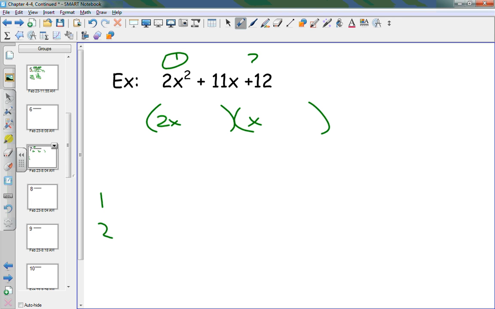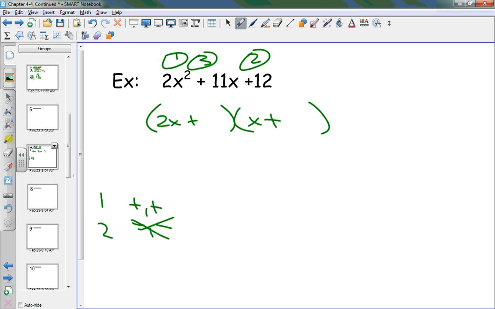Then I need to have a positive 12. So that's plus plus or minus minus. How do I know which one? Take the middle term, so I have to have plus plus. Are those cemented or flip-floppable? Cemented, because it's not going to change the outcome if I were to flip the signs.